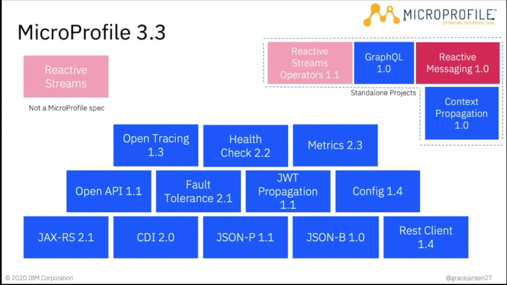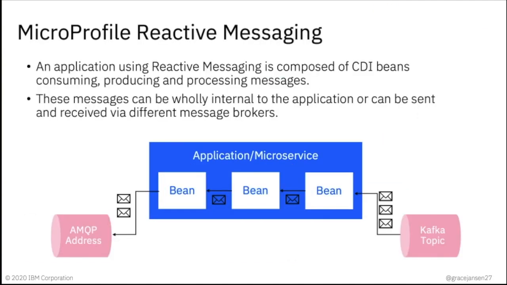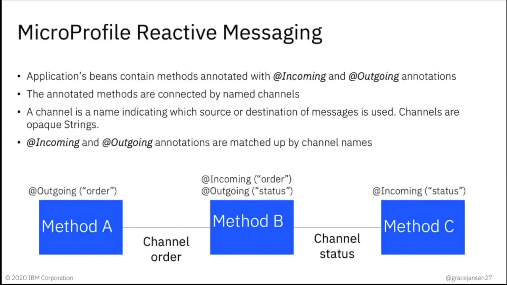So, how does the Reactive Messaging specification work? Most applications using reactive messaging are composed of CDI beans that consume, produce, and process messages. These messages can either be wholly internal to the application, or they can be sent and received via different messaging brokers, like Apache Kafka or MQ, for example. When we're looking at MicroProfile Reactive Messaging, we can utilize the annotations that it introduces, and these annotations apply to the application's beans.